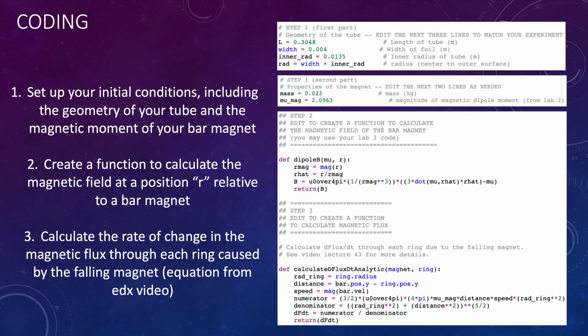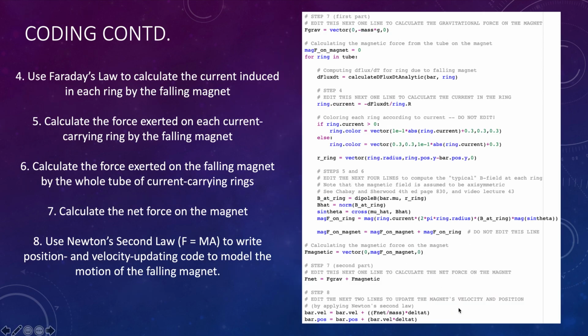All right, so the first thing we did for the coding was set up our initial conditions. So up here I have the geometry of my tube, and down here I have the magnetic moment of my bar magnet. And then we had to create a function calculating the magnetic field at a position relative to the bar magnet, and we just used our function from lab 3. And then down here we had to calculate the rate of change in the magnetic flux through each ring caused by the falling magnet. And then here it was essentially just the equation from the edX video. And then we had to use Faraday's law to calculate the current induced in each ring by the falling magnet. So that's just the change in flux over the resistance.